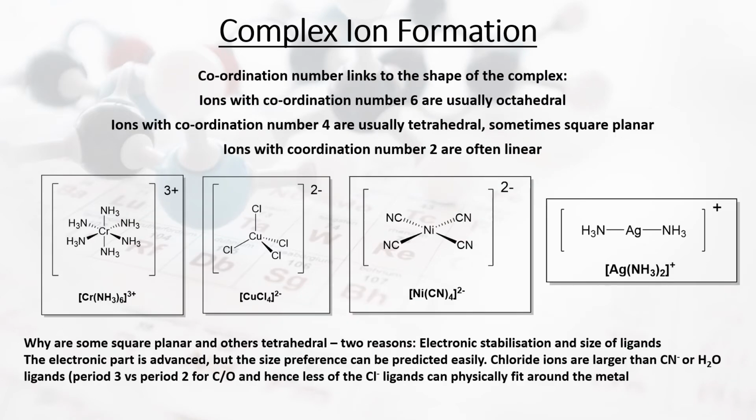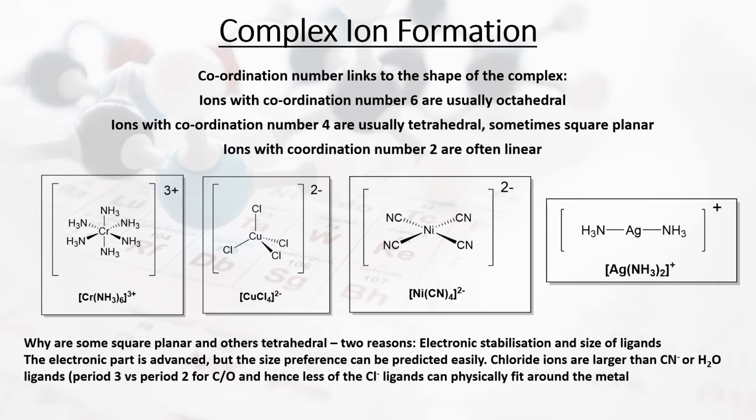Now, this coordination number idea, the number of coordinate bonds that we have, links to the shape of the molecule. They're related to each other. If you're not so happy with shapes of molecules, you can go back to my video in the bonding and structure series on shapes of molecules. Essentially, the key thing that dictates the shape is how many electron pairs are around our central atom. We said in that video that 6 pairs of electrons tends to give an octahedral shape. So ions that have a coordination number of 6, i.e. 6 coordinate bonds, are usually octahedral.